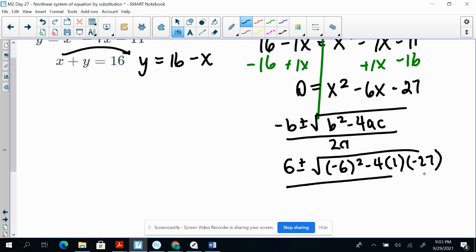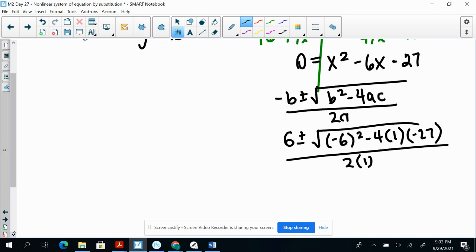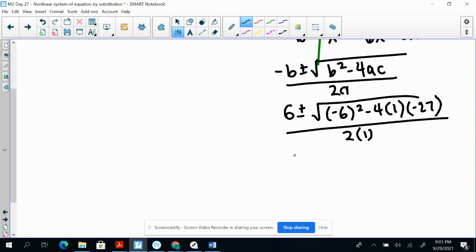And then we're going to put that all over 2 times 1. So 6 squared is going to give me 36. So I have negative 6. I'm sorry, the 6 on the outside stays positive. So negative 6 squared is 36. So 6 plus or minus.